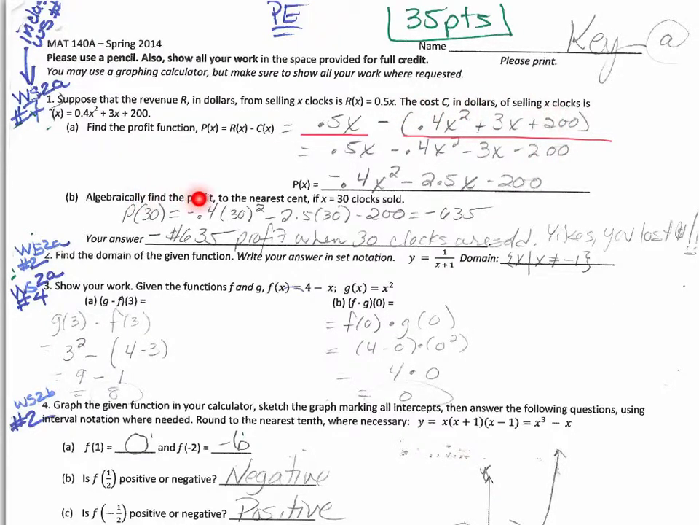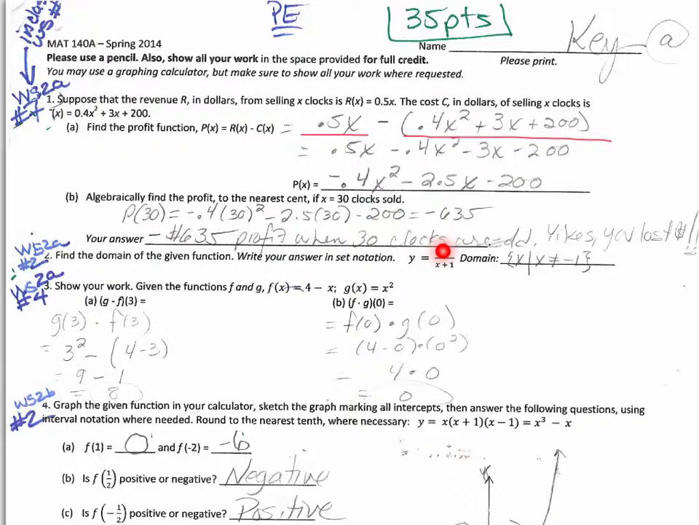And then here, finding the profit to the nearest cent means you are taking the 30 clocks and you substitute it into your equation. You did have to show that substitution and you get a negative number. So that means the profit is negative 635 when 30 clocks are sold, and yikes, you lost money.